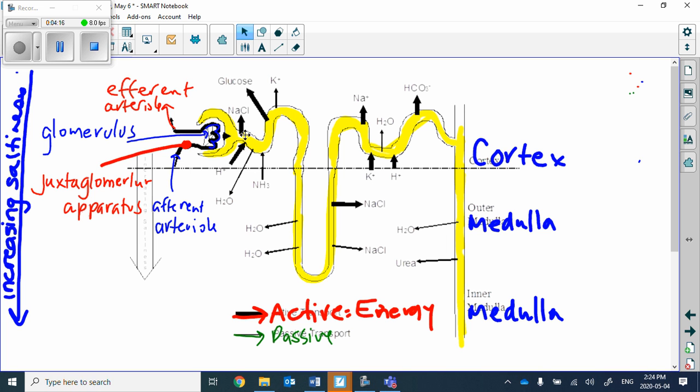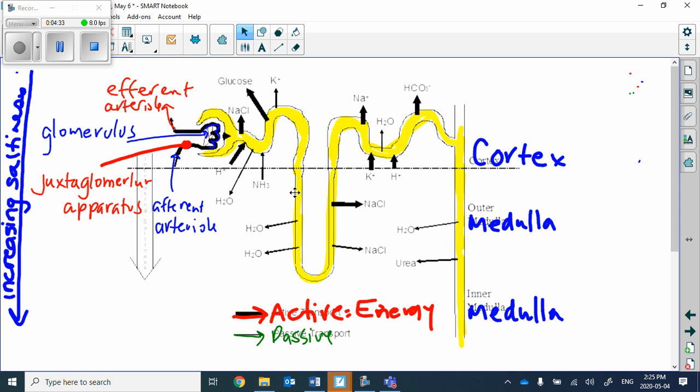So you can see here that things like sodium chloride and glucose, and the thick arrow means it's actively reabsorbed, active transport, so it means it needs energy, are reabsorbed from there. Other things like water are passively reabsorbed, and potassium.